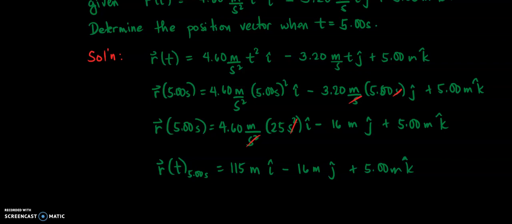That's it. The position vector when t is 5 seconds is 115 meters i hat minus 16 meters j hat plus 5.00 meter k hat.